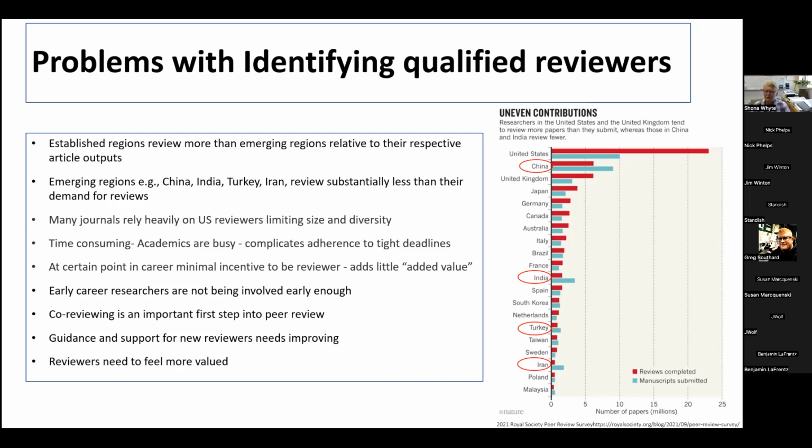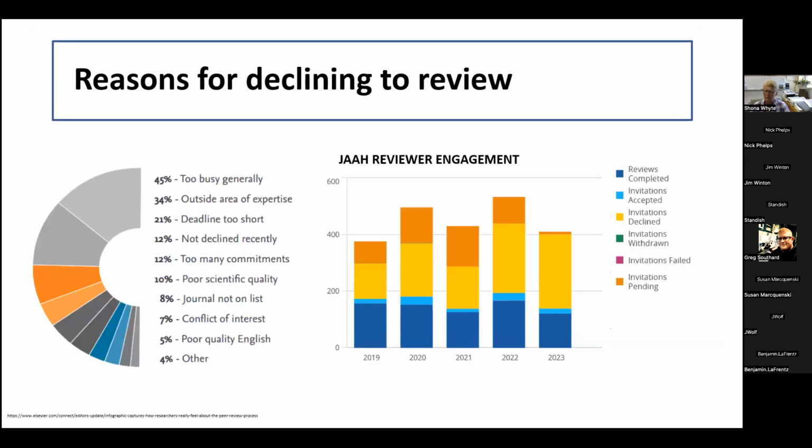This is where these early career researchers can come in. They're not being involved enough, and co-reviewing should probably be more acceptable, and guidance and support for new reviewers needs improving, and the reviewer needs to feel more valued. That's a theme that comes out a lot when you read up on the reasons why. So the reasons for declining, there it says too busy, generally outside the area of expertise, and the deadline's too short. Those are the main reasons why.